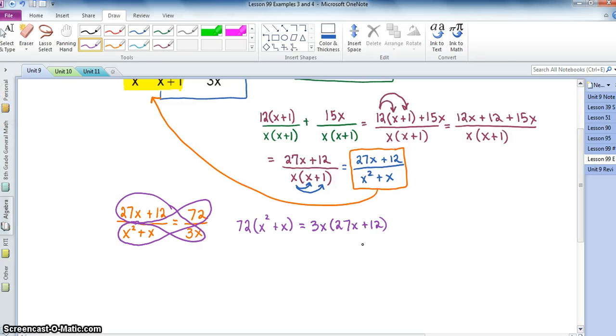Now the only way I can simplify this is to drop my parentheses, and the only way to drop parentheses is to distribute. I'm going to take that 72 and multiply it by both terms, which is going to give 72x squared plus 72x. I'm going to do the same thing on the right hand side here. Take that 3x times the 27x. That's going to give me 81x squared. And then the 3x times the 12, which is going to give me 36x.